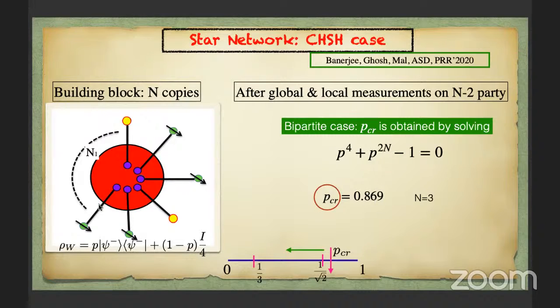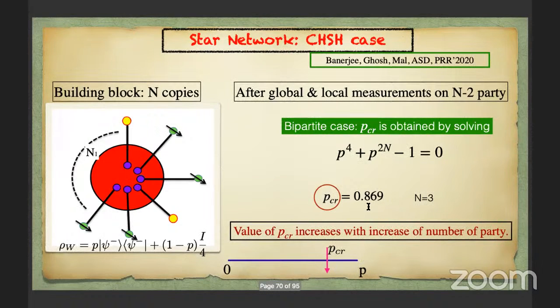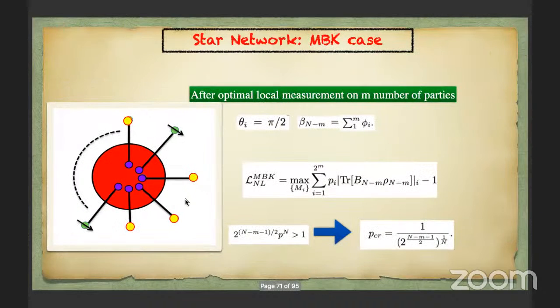So for the states resulting in the two-party state, if we want a violation, then the initial state mixing probability should be more than 0.869. And we find that the peak criticality increases with an increasing number of parties. That is somewhat bad news, because it means we have to have a more and more pure, close to pure entangled state if we really want to get violations between two parties.